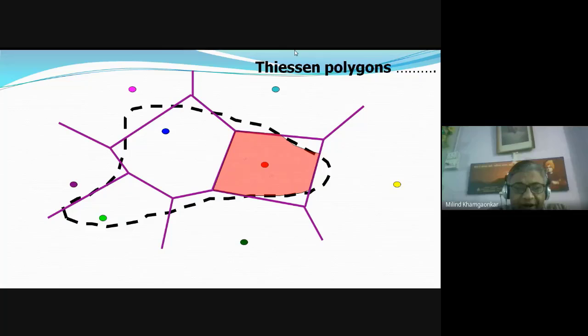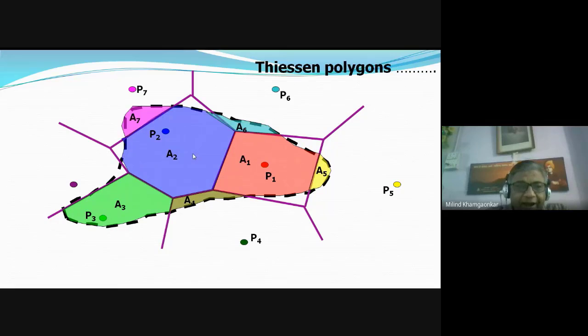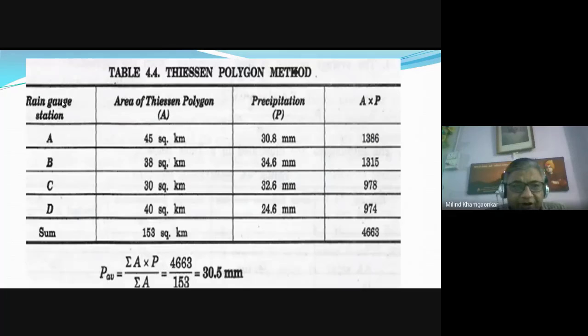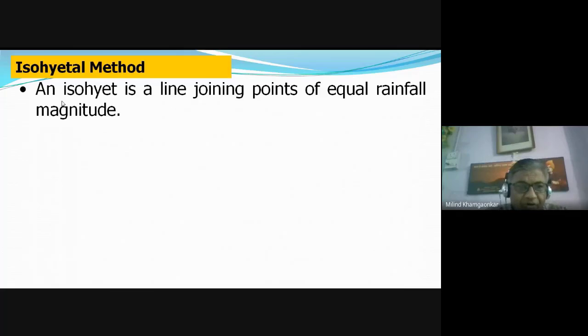Then the weighted area, as has been shown here for the P1 rain gauge station, A1 is the weighted area. For the other P2 rain gauge station, this is the other area. In this way, all the areas are found out. And again, a formula, P1 into the concerned weighted area plus P2 into the concerned weighted area, and so on, divided by the total area, will give you the average or mean precipitation over the catchment area. This is one of the solved numericals.